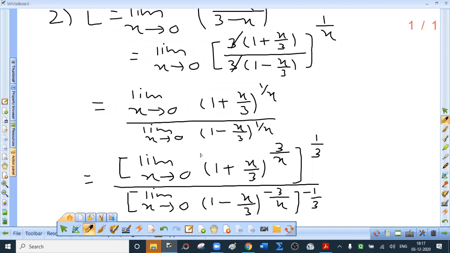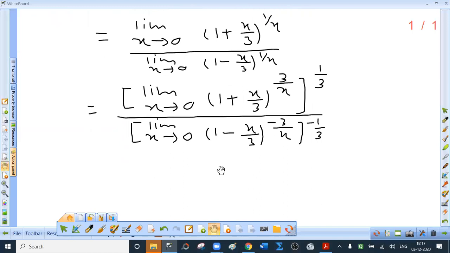Same in the denominator. Limit x tends to 0, (1 minus x upon 3) raised to the reciprocal of this, minus 3 upon x. This is required, not original. To get original, minus 1 upon 3. Now value of each limit is, I'm sorry, e. So this is e raised to 1 upon 3 upon e raised to minus 1 upon 3. So what is the final answer? E raised to 2 upon 3.